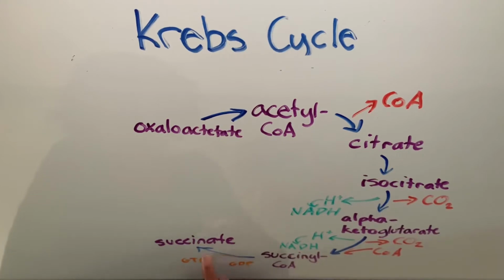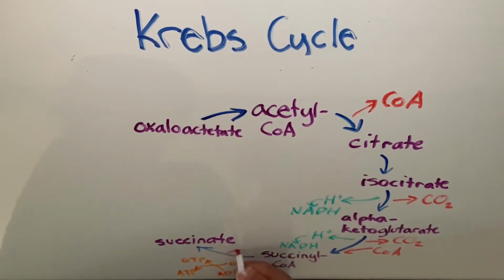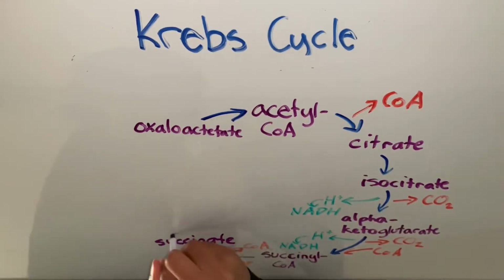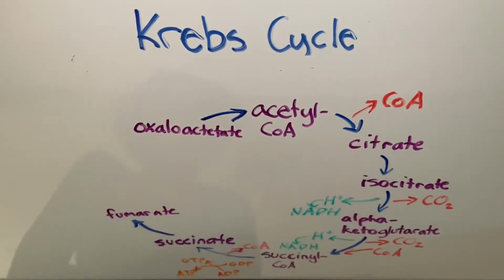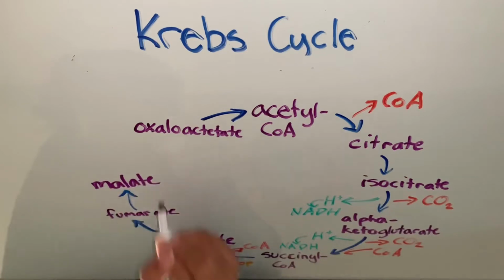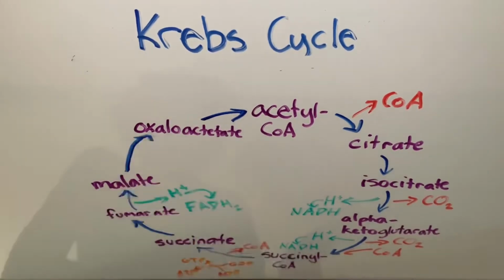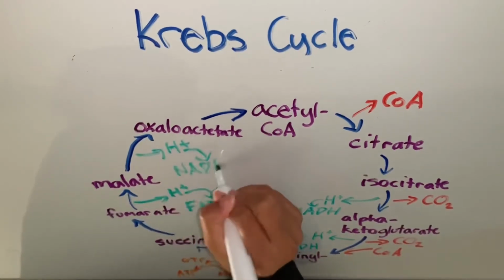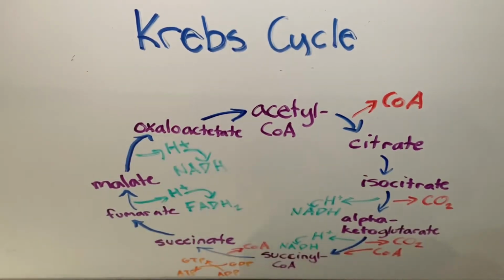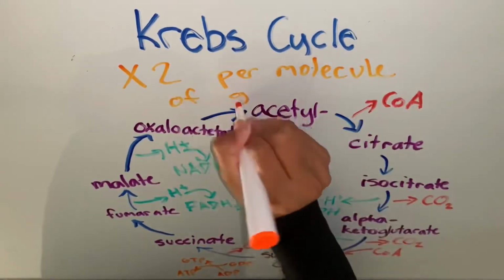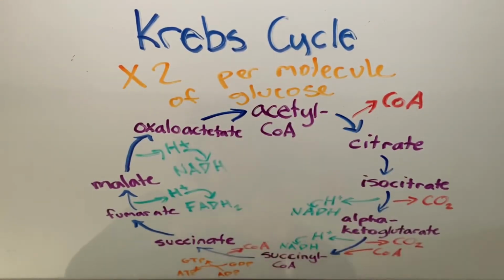This process creates 1 ATP through substrate-level phosphorylation, where GDP becomes GTP, which is converted to ATP. Succinate then becomes fumarate, which releases an H ion to produce FADH2 and becomes malate. Malate releases an H ion to produce a molecule of NADH and becomes oxaloacetate. And the cycle repeats one more time for the second acetyl-CoA produced by one molecule of glucose.